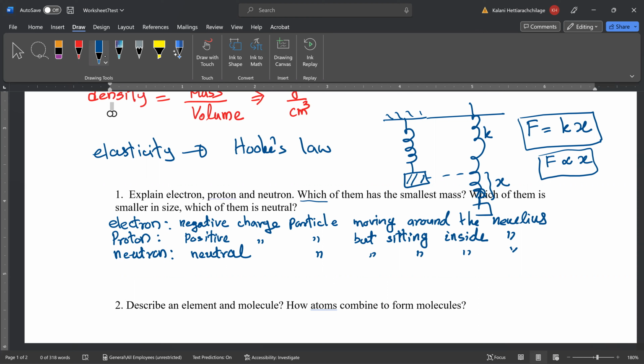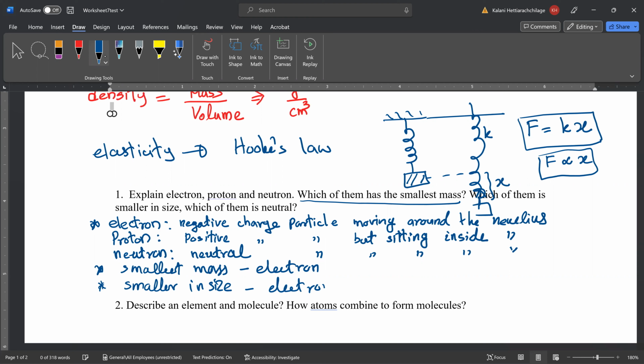So now which one has the smallest mass is my next question. This is the first part. The smallest mass is the electron. And next, which one is smaller in size? Size also, electron. Okay. The last question is which one of them is neutral? Neutral is neutron. Okay, I think that's enough for that question.